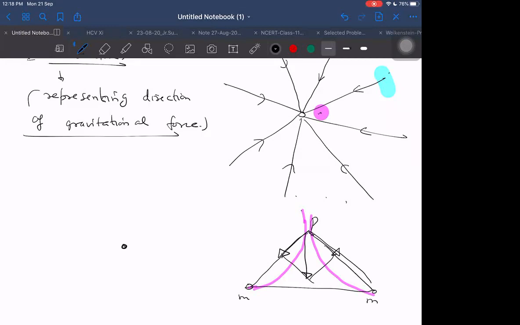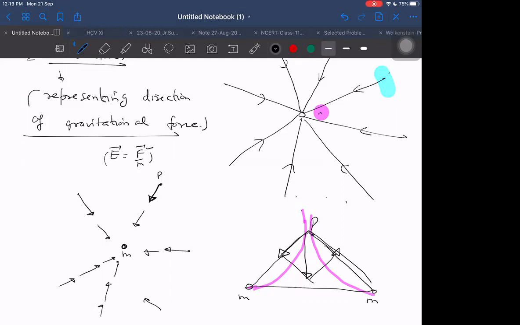For example, if I take a point mass, what will be the direction of the field at this point P? The field acts towards the force. Why? Because field is equal to F upon mass, so it is in the direction of the force. If I take another mass here, the force on this mass will be towards the mass, towards small m. Always it will be like this: this way, this way, this way. Then you notice how the direction of the field lines automatically comes out.